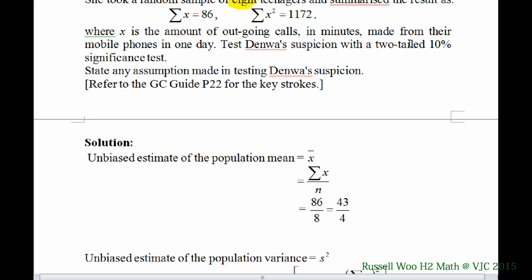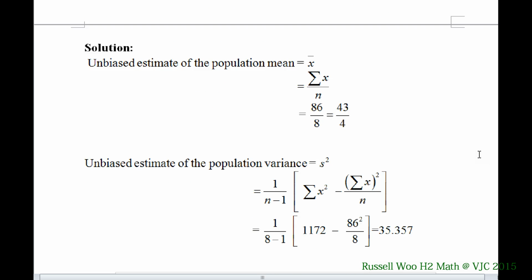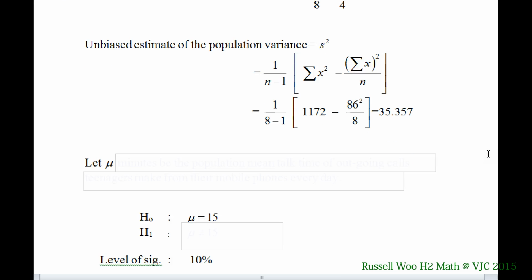Okay, so I'm just going to go through the problem now. Unbiased estimate of population mean is 43/4. This one just fine now. This one also just fine, okay? Can? Since you don't know the variance, you just estimate variance by the unbiased estimate. So we define. Step 1, define mu.